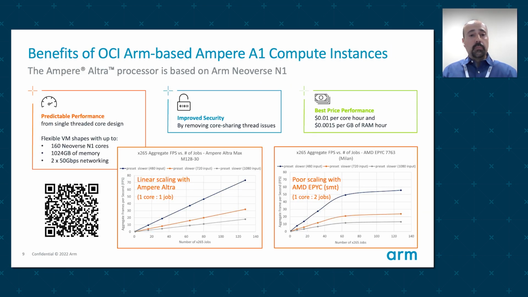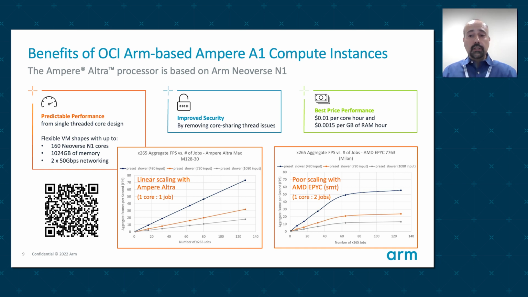Now, I want to talk about another partner, OCI. Oracle has been deploying Ampere Ultra 80-core CPUs in their cloud environment, offering a total of 160 ARM N1 cores per server. These systems are state-of-the-art, including 1 terabyte of memory and 2 by 50 gigabits per second networking. Powerful servers that allow the customer flexibility to enable the right size of VMs to meet their needs.